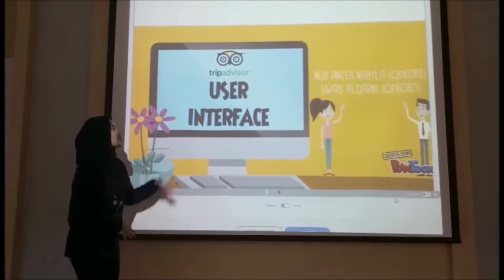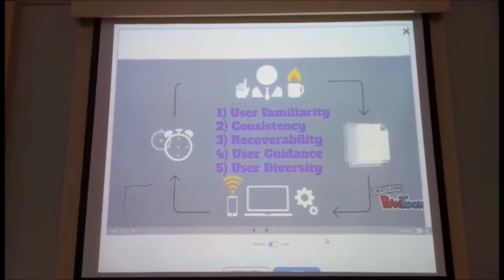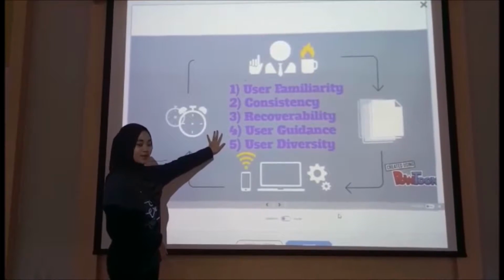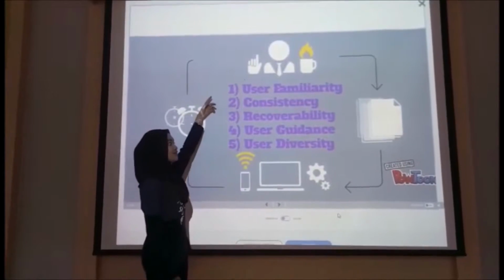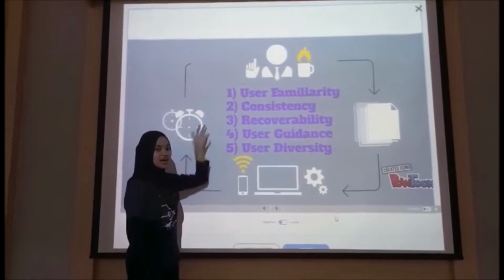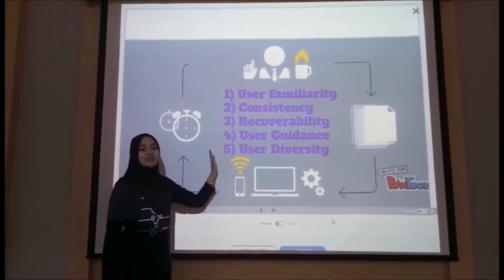Today I would like to present the user interface of the TripAdvisor website. There are 5 types of user interface principles in the TripAdvisor website, which are user familiarity, consistency, recoverability, which I will explain later, and user guidance and user diversity. My partner will explain.